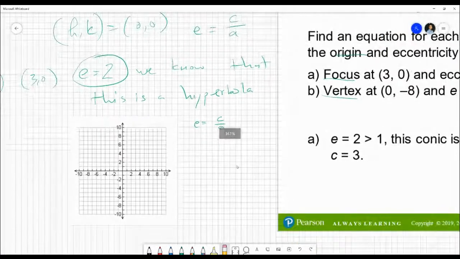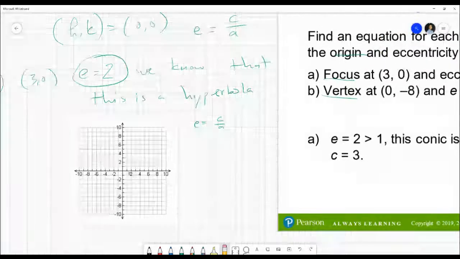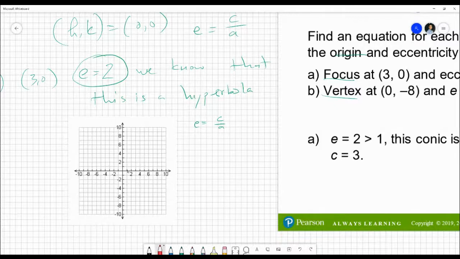Okay, the focus is at 3, 0, and the eccentricity is given there. Okay, so the center is here. So let's label that as F. So not to be mistaken, that value there is c. All right, so now we can plug it in. So we have 2 here, 3 here, and a. So a is the value from the center to the vertex, so that's what we're trying to find. So a is equal to 3/2. Okay, so we got our a value. So a squared plus b squared equals c squared. So now we can find our b value.